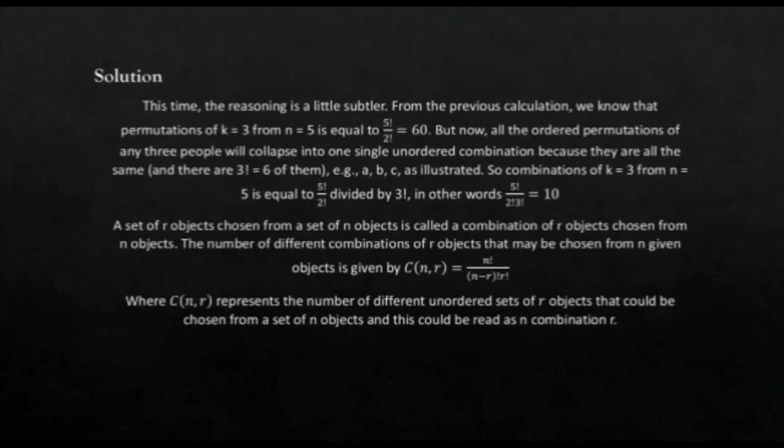The solution is, this time the reasoning is a little subtler. From the previous calculation, we know that permutations of k equals 3 from n equals 5 is equal to 5 factorial over 2 factorial, which equals 60. But now, all the ordered permutations of any 3 people will collapse into one single unordered combination because they are all the same, for example ABC, as illustrated. So, combinations of k equals 3 from n equals 5 is equal to 5 factorial over 2 factorial, divided by 3 factorial. In other words, 5 factorial over 2 factorial times 3 factorial equals 10.